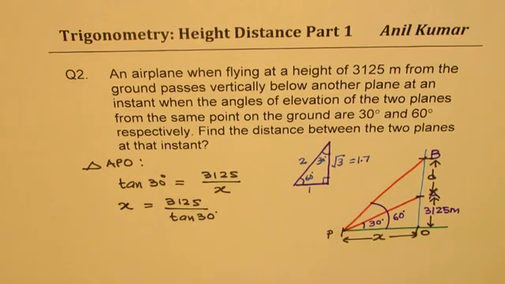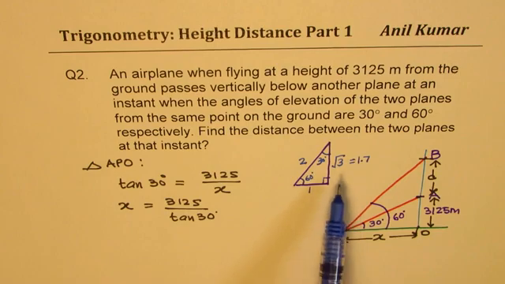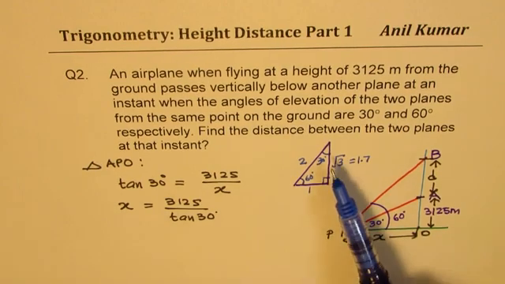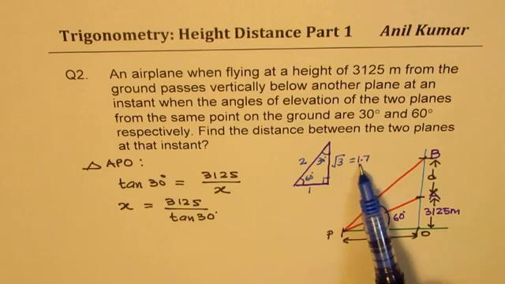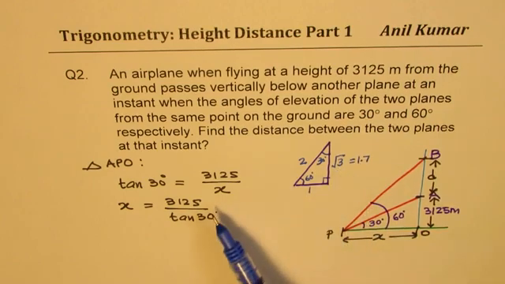Okay. So if calculator is not allowed, you could do that. Otherwise, use your calculator. Perfect. So tan of 30 will be 1 over square root 3. Good. So you can find the answer using this particular thing.